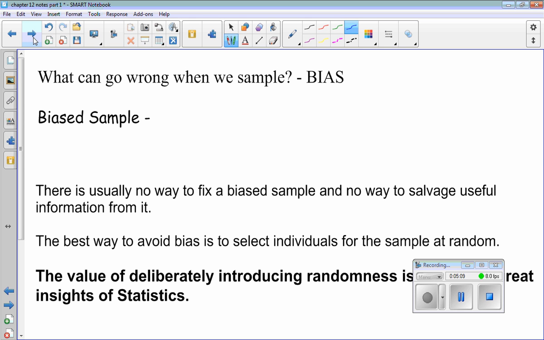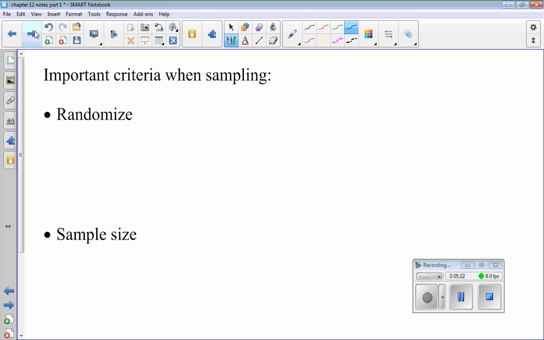Randomization. Very good. So we really want to randomize as much as possible. So that's like the number one key. And then the other thing with sample size: you have to be large enough, but randomization really is key.